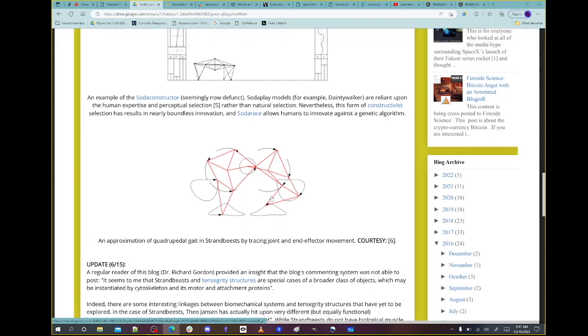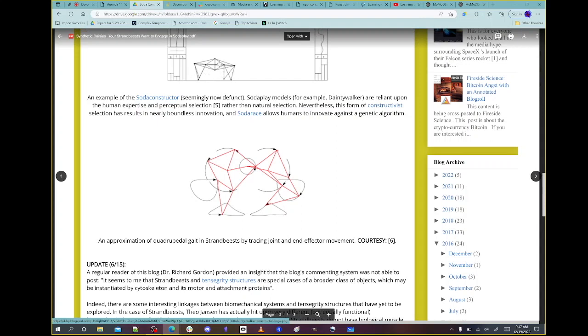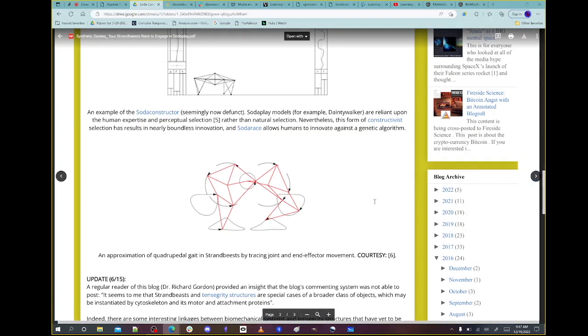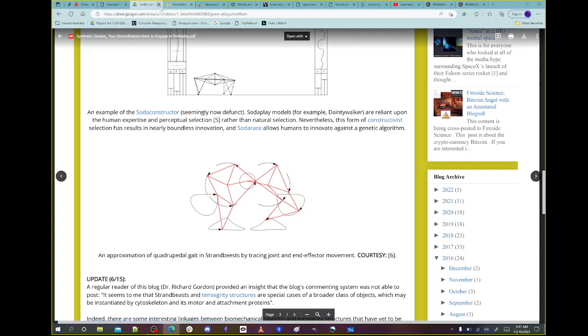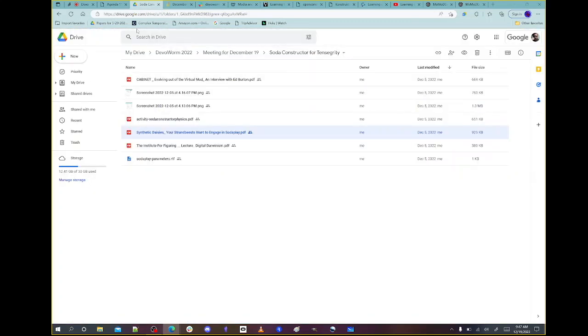So this kind of shows how this works. It's a little bit different than the Sodaconstructor, Sodaplay models, because it's a little bit more complex, but still, it works. It demonstrates some of these principles. So that's the stuff I put together for that.